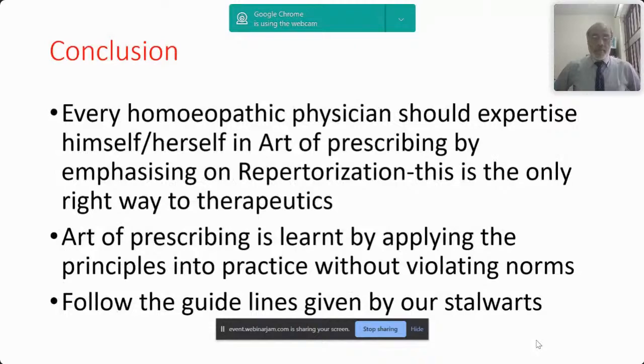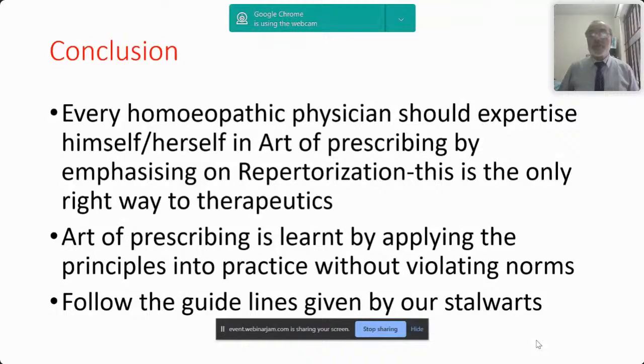Conclusion. Now what we got from this presentation, what we got from all this discussion, what is the conclusion? Every homeopathic physician should expertise himself or herself in the art of prescribing by emphasizing on repertorization. This is the only right way to therapeutics.